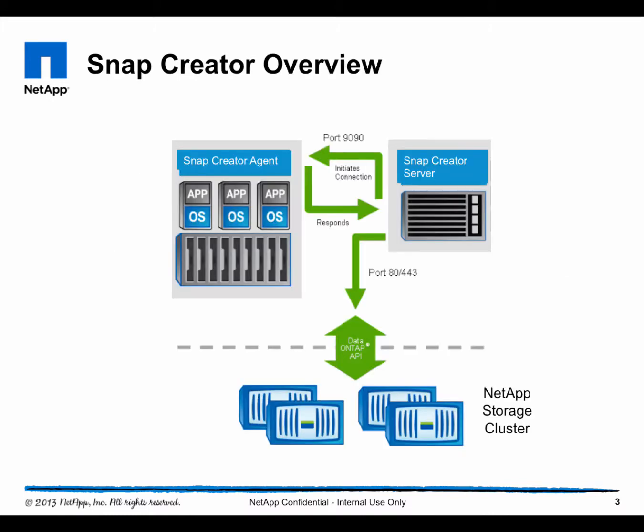SnapCreator works by having a server which hosts the user interface initiate commands to an agent running on the application host. The agent maps SnapCreator actions to operations for the specific application. The server can then coordinate data management between the application and the NetApp storage that hosts application data. In this demonstration, the SnapCreator server and agent interact with Cache to enable database-consistent backups of Cache databases.